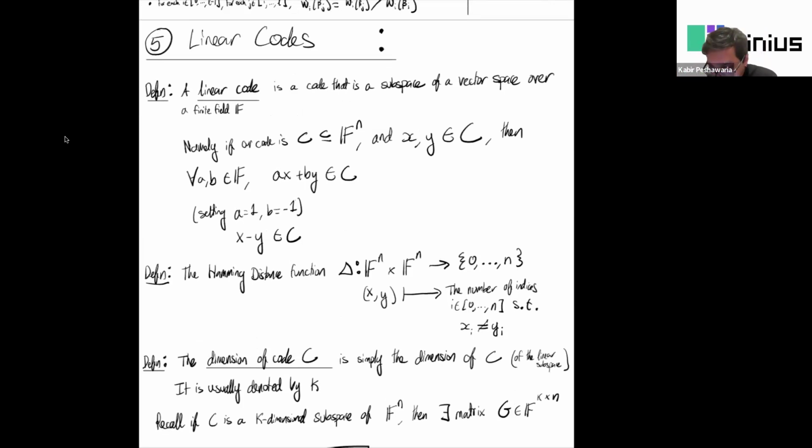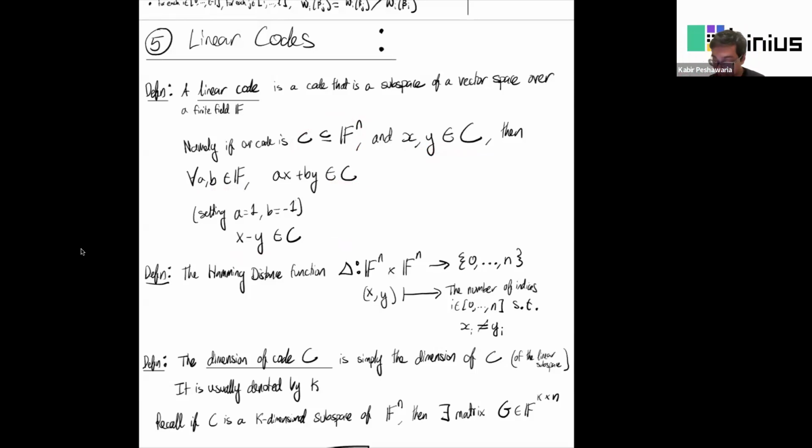linear codes. A linear code is a code that's a subspace of a vector space over a finite field F. Namely, if our code C is a subset of F to the n, and we have two elements that are in the code, x and y, then for all scalar coefficients a and b, ax plus by is also in the code. A special case that's interesting is when you set a equal to 1 and b equal to -1: x minus y is in the code too.